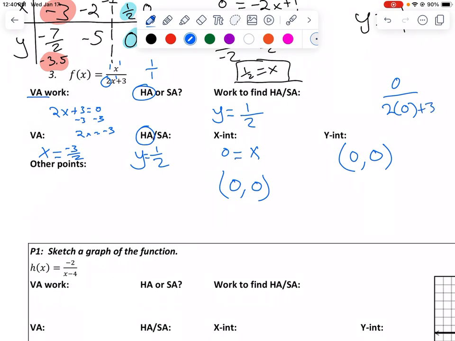Okay? So let's see what points we have, x and y. And our vertical asymptote was at -1.5, right? 3/2 is 1.5.